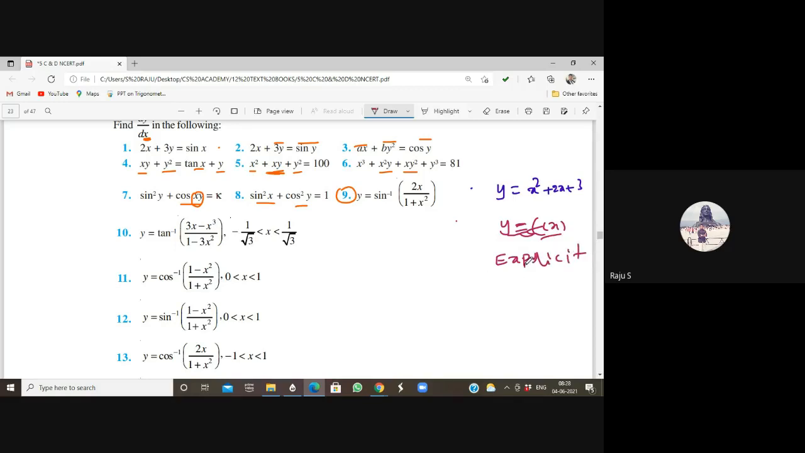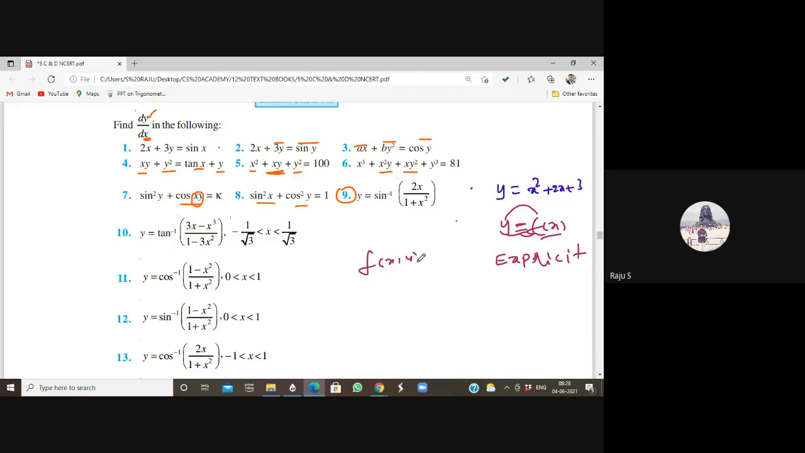Explicit function, and sometimes we cannot express y in terms of x. Sometimes it is not possible, right? If it cannot be written in the form y is equal to f of x, then that is called an implicit function. An implicit function is f of x comma y is equal to zero, some constant. So f of x comma y is equal to 0 is called an implicit function.